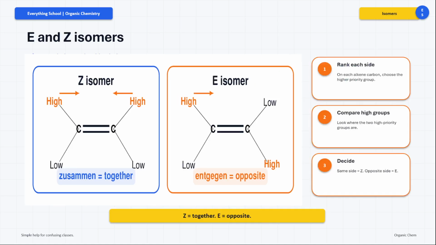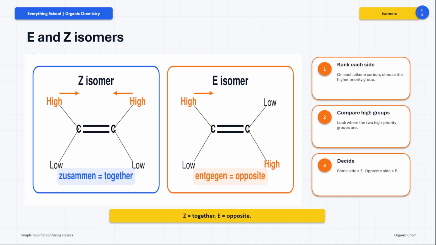Slide 13. E and Z isomers. Sometimes cis and trans are not specific enough. That is when we use E and Z. E and Z use priority rules to decide which groups are more important on each side of a double bond. The priority rules are called the Cahn-Ingold-Prelog rules.